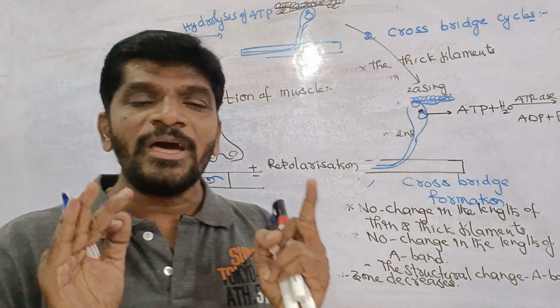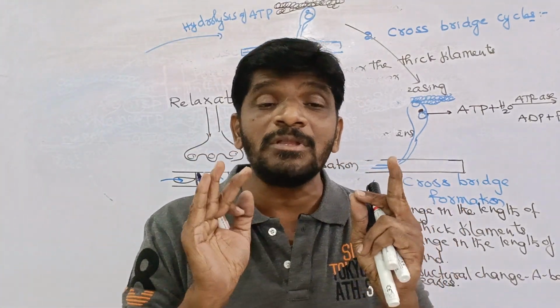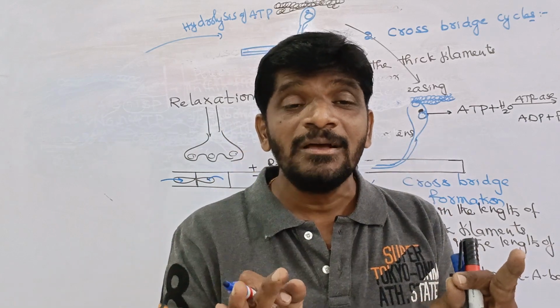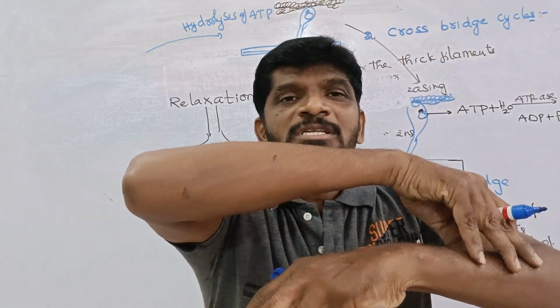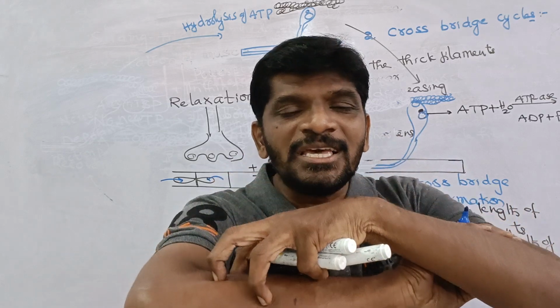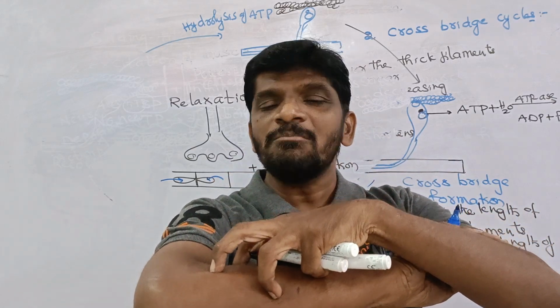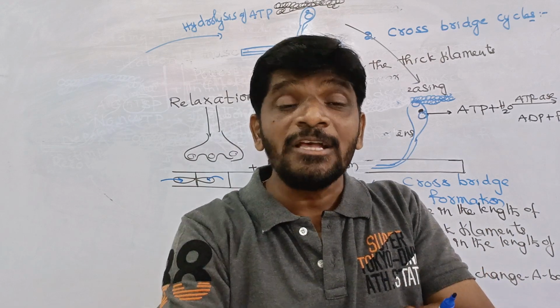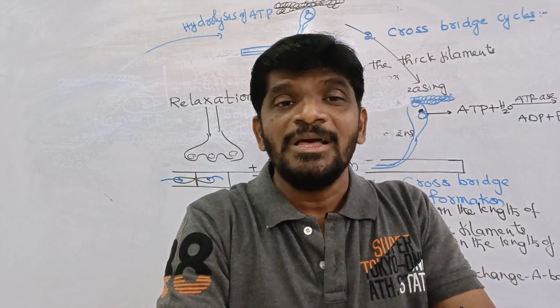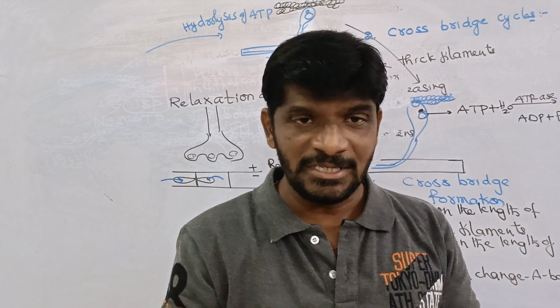When there are no calcium ions on the troponin C complex of the thin filament, the troponin-tropomyosin again masks the active sites of the actin. When the actin active sites are masked or closed, there is no binding site for the head of the myosin, and this is called muscle relaxation.